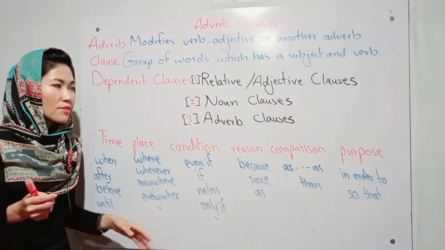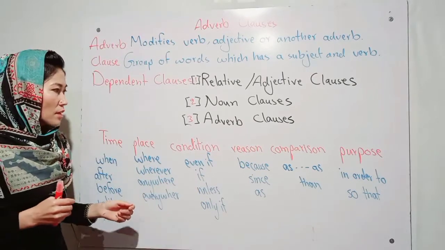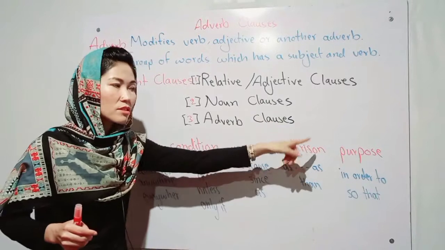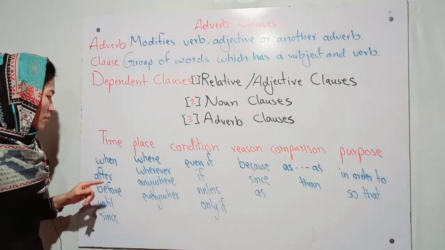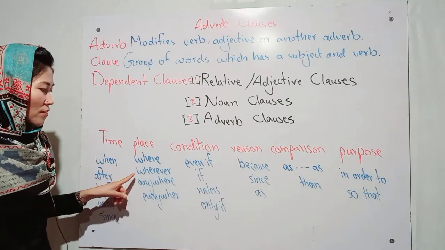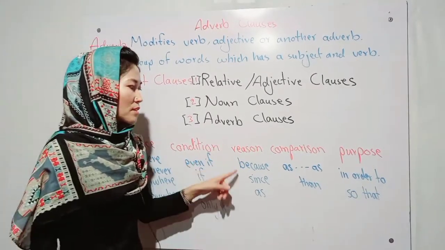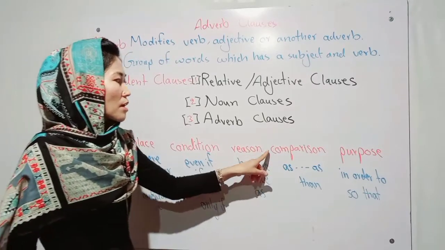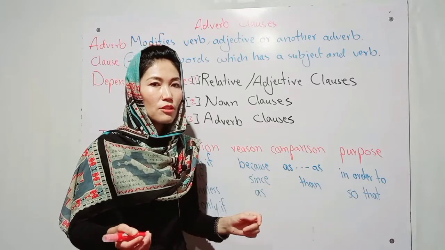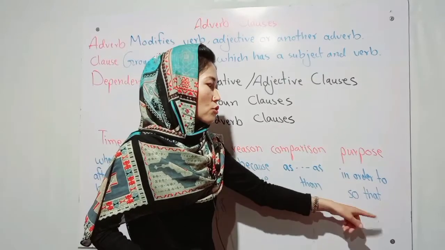Some conjunctions that we use in adverb clauses to show the relationship between the dependent and independent clauses are here. The conjunctions are for time, place, condition, reason, comparison, and purpose. For time: when, after, before, until, since. For place: where, wherever, anywhere, everywhere. For condition: even if, unless, only if. For reason: because, since, as. This since means because. For comparison: as, than, used to compare two people, two things, two places. For purpose, we have the conjunctions in order to and so that.